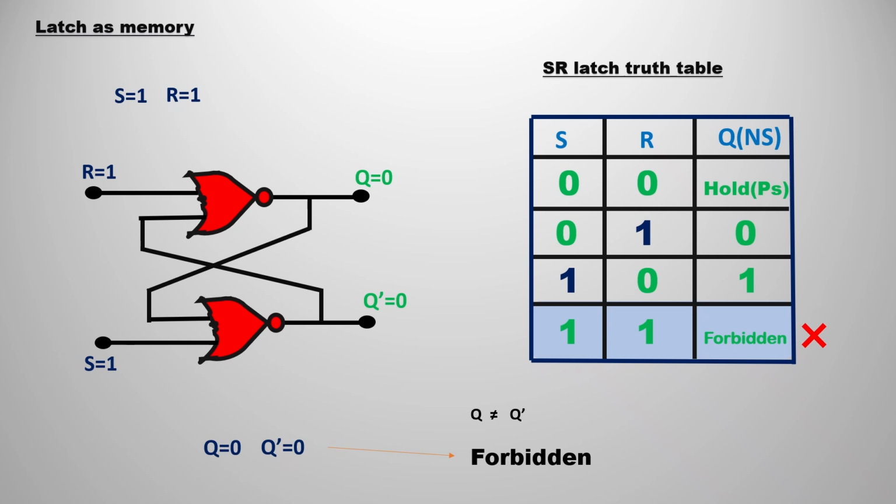So remember this truth table very carefully, that both of the inputs being 1 is forbidden. Both of the inputs being 0 is hold. So when reset is dominating, the output would be 0, reset. When set is dominating, the whole output would be set, that is 1.